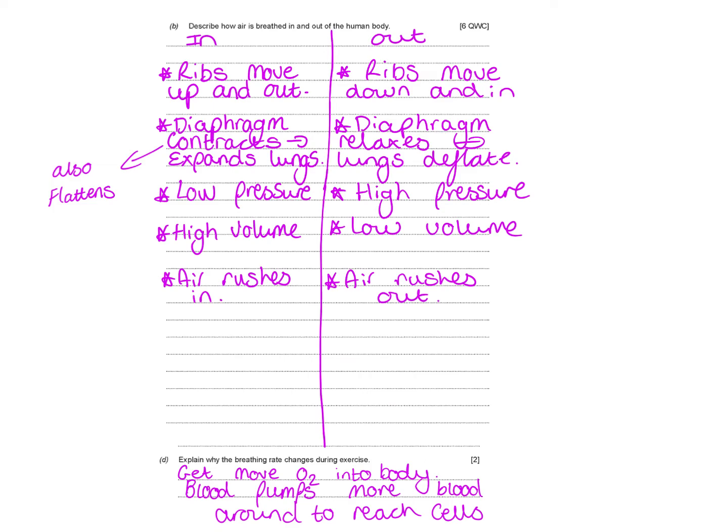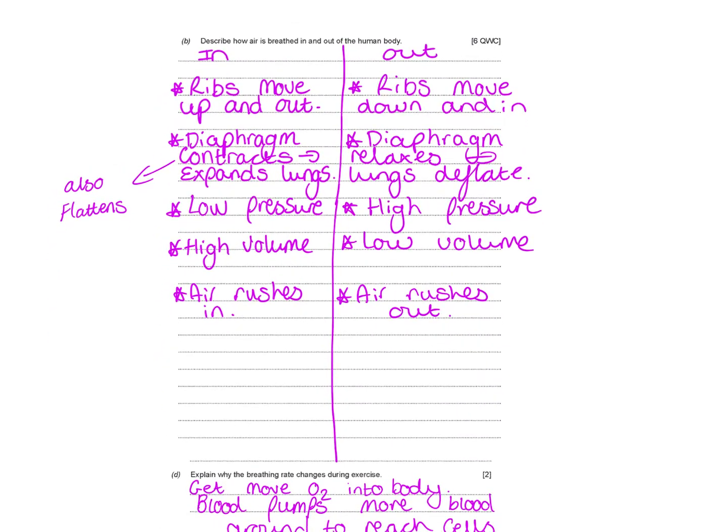Another nice question then about what happens when you breathe in and out. Again, I put it in a table. As long as you're writing in clear sentences, you'll be fine. I've done in and out. So when you breathe in, your ribs move up and out, your diaphragm contracts and the lungs expand. They also flatten. Low pressure, high volume air rushes in.